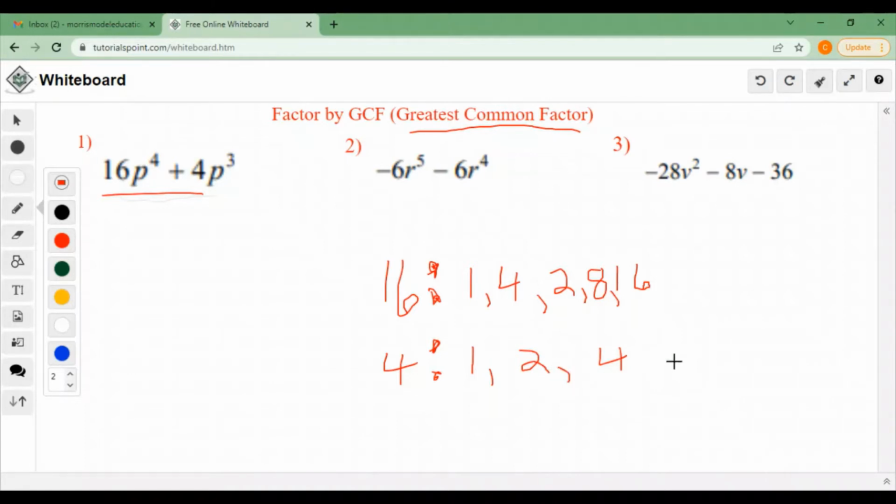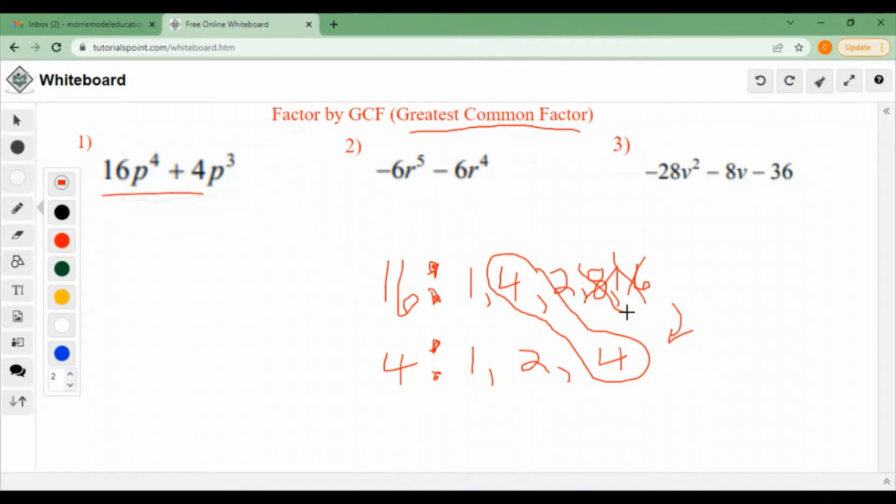And you simply just need to take a good look. Okay, what is the biggest number in both of those lists that appears in each one? Well, looks like 4 goes into 16, and 4 also goes into 4. You can't pick 16 because there's no 16 down here in the 4 list, right? You can't pick 8. It's a big number, but it's not in common. So you're looking for the greatest factor that also is in common to both groups, if that makes sense.